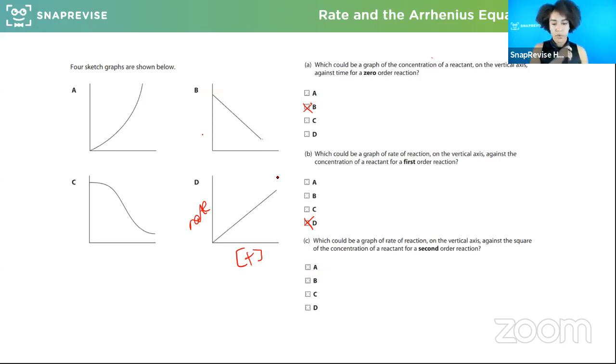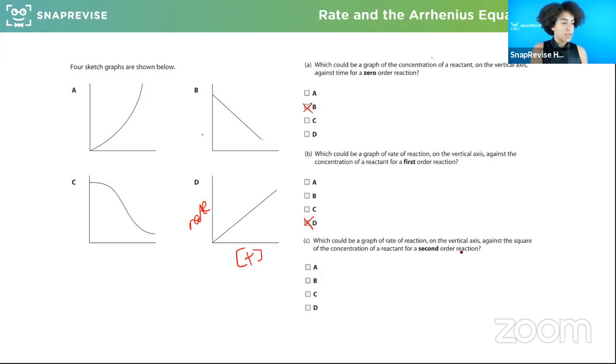Yes, beautiful. So I'm going to move straight on then to C, which says: which could be the graph of rate of reaction on the vertical axis against the square of a concentration for a second order reaction.